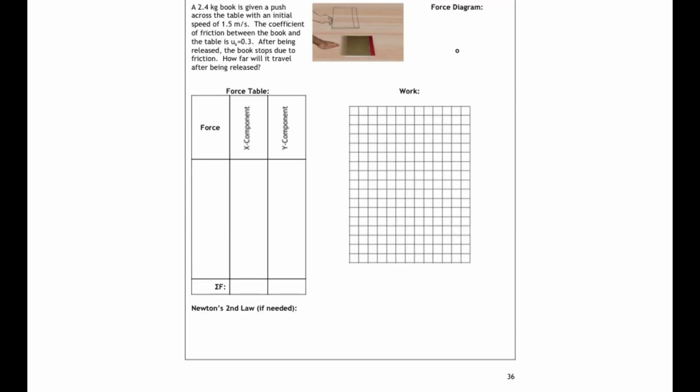Since the book comes to a stop due to friction, that means we will need to consider the forces acting on the book, particularly the force of friction. The question asks how far the book will travel. That sounds like a displacement, and we'll probably need to use kinematics. To consider the forces, we should start approaching this problem in the same way we did other force problems, with a force diagram and then a force table.